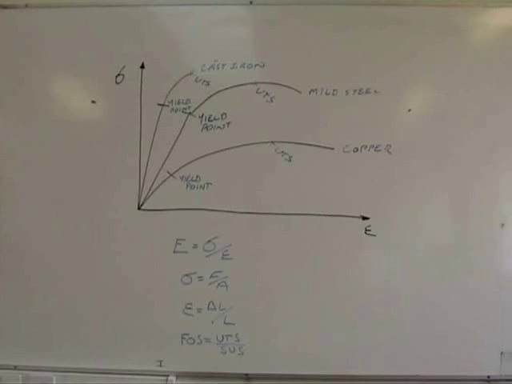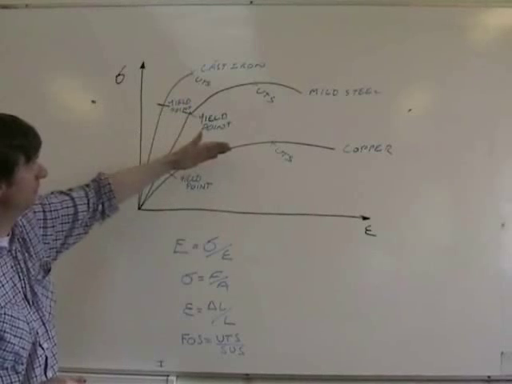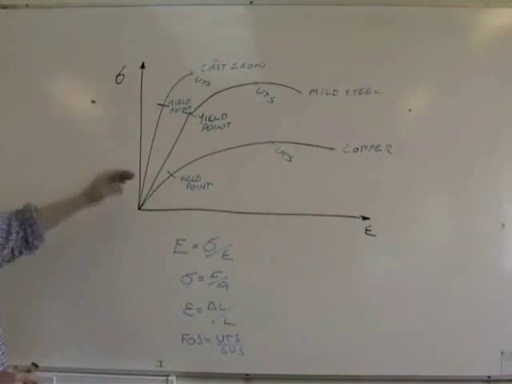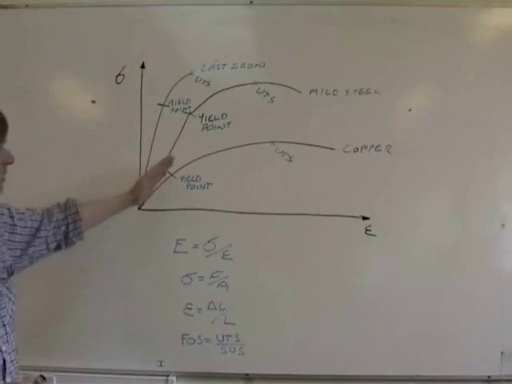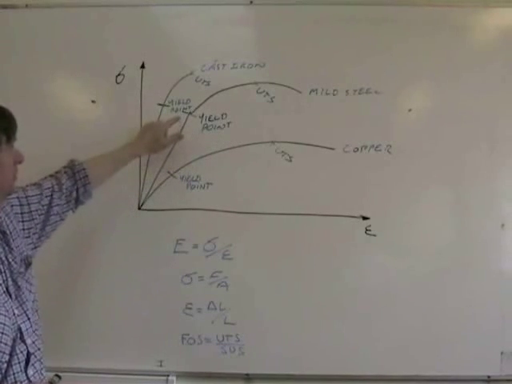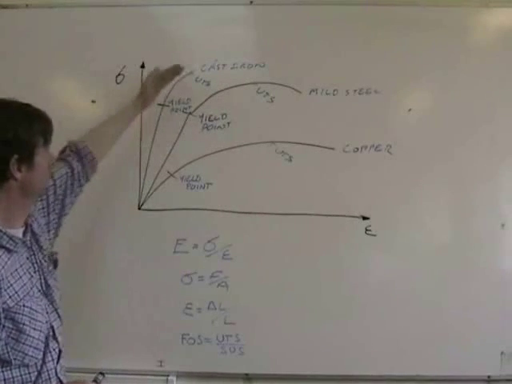Here we have the stress strain graphs for cast iron, mild steel and copper. The yield point is where the graph goes from being a straight line to being a curve. The yield point in mild steel is quite obvious. It's where this jiggly bit happens. And it goes round in the cast iron.